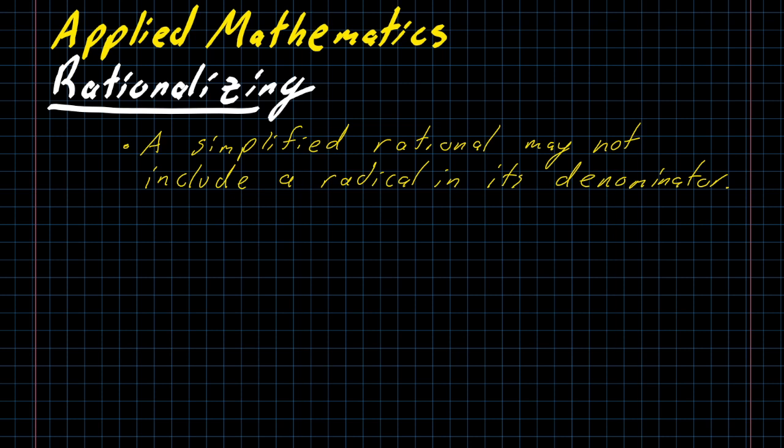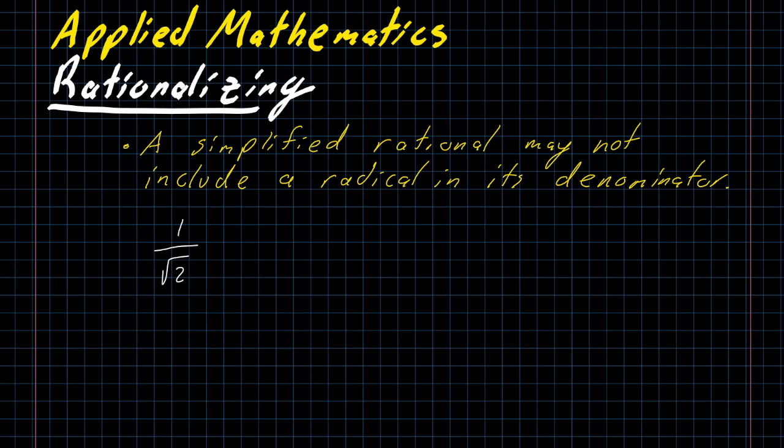A simplified rational may not include a radical in its denominator. So if I have something like 1 over the square root of 2, this is a rational, it is a fraction, it has a square root, a radical, in its denominator. So this rational is not simplified. It needs to be reduced.